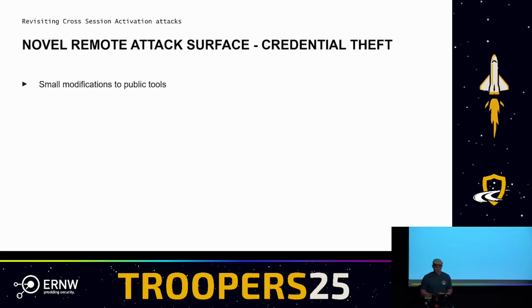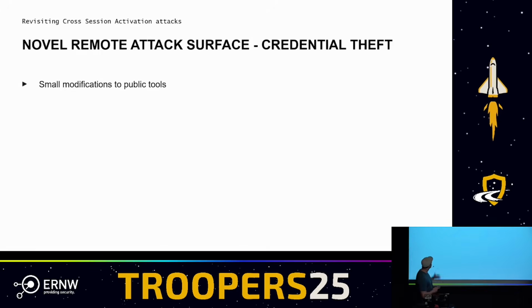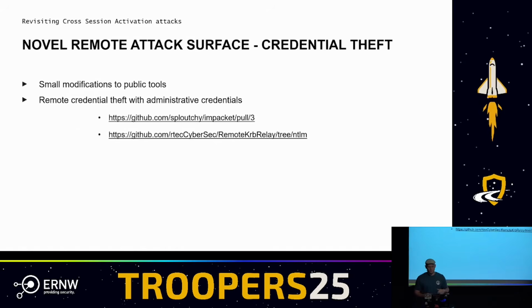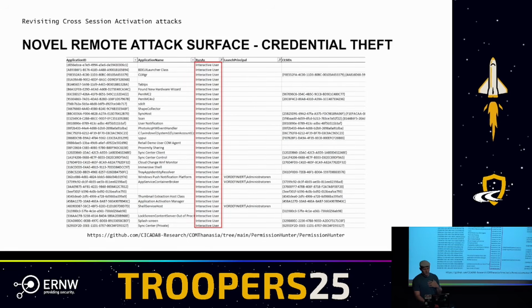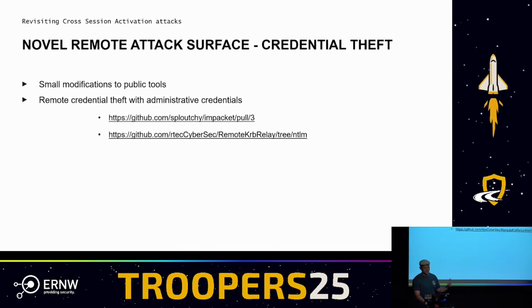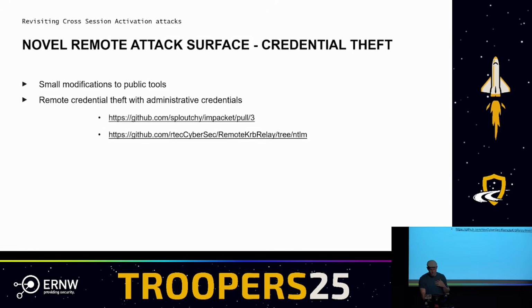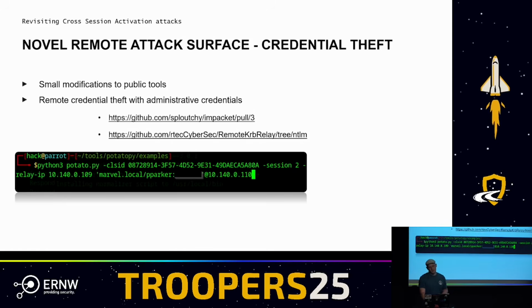And it turned out that when you do some small modifications to already existing public tools, namely to PotatoPie and to RemoteKrbRelay, it's possible with an administrative user to use any of these CLSIDs to trigger an authentication from a remotely logged on user and to get the NetNTLMv2 hash. So these are 2 pull requests which I made, I don't know, 2 or 3 months ago already to these tools. And with PotatoPie, for example, there was the problem.